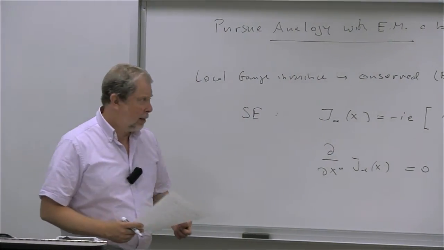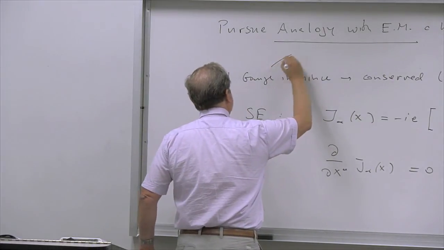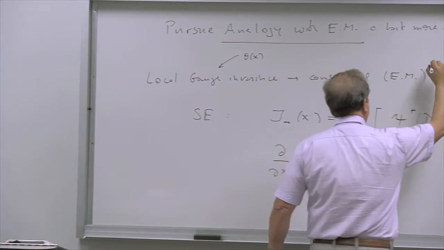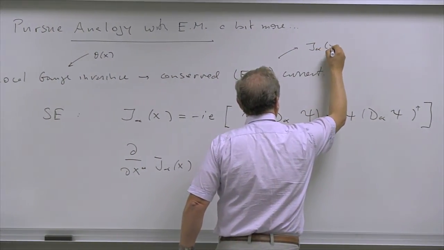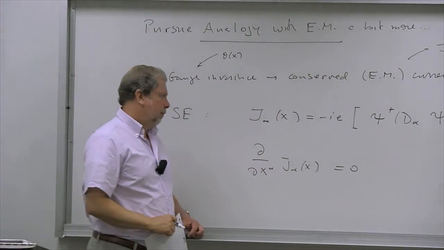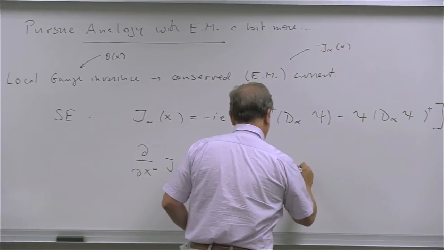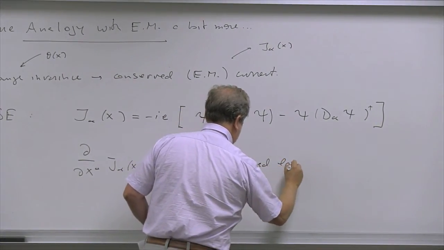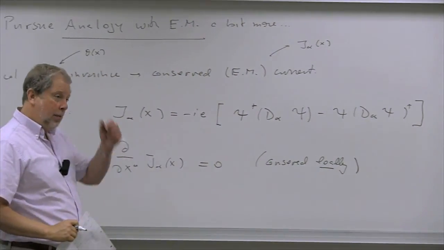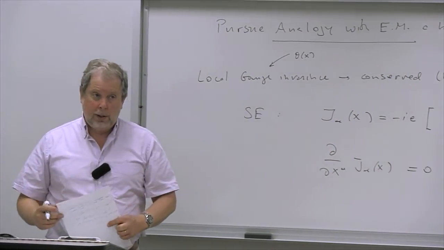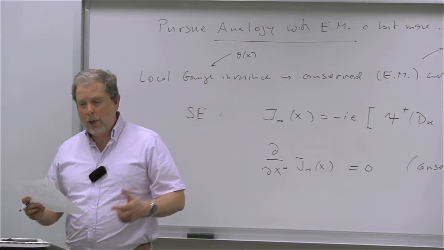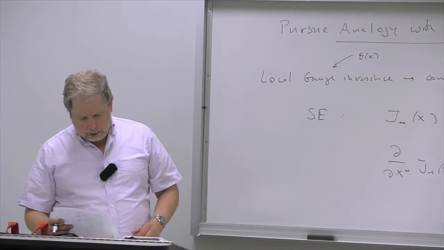In the case of electromagnetism, the local invariance has to do with this parameter theta of x, and the conserved current is the electromagnetic current, J alpha of x. And it is locally conserved. So at every point in space-time, there is this current conservation constraint that if the charge density changes at some point, then there has to be a current that flows in or out of that region.